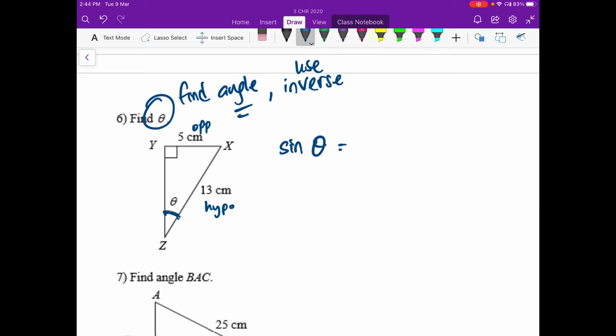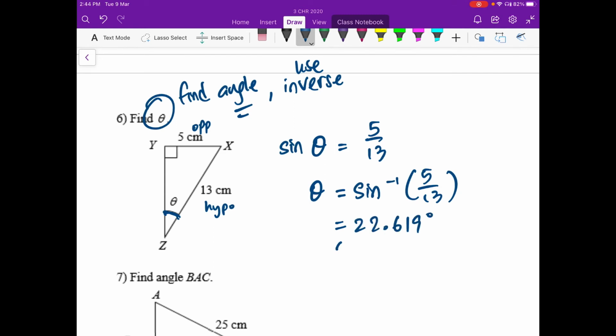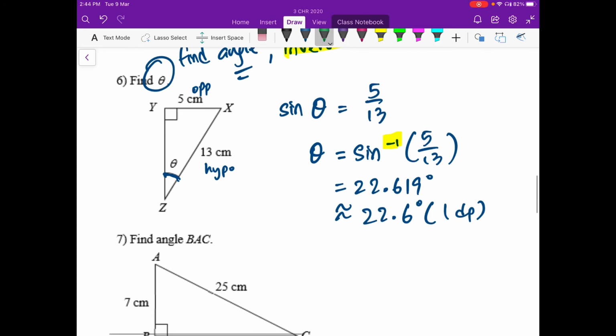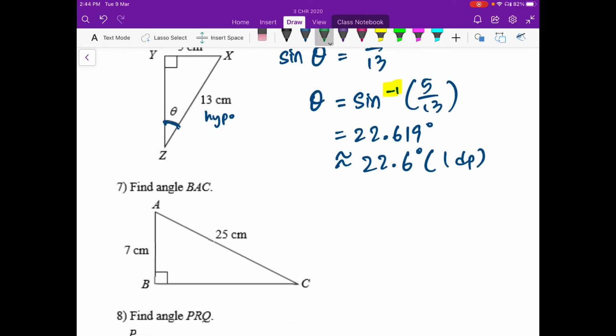Sine of the angle is 5 over 13. To find the angle theta, just use sine inverse. Then use your calculator for this. Answer in one decimal place. So this is the inverse. Next, angle BAC.